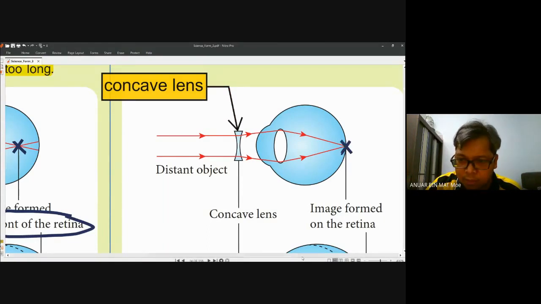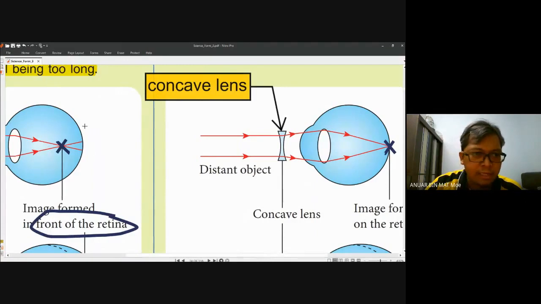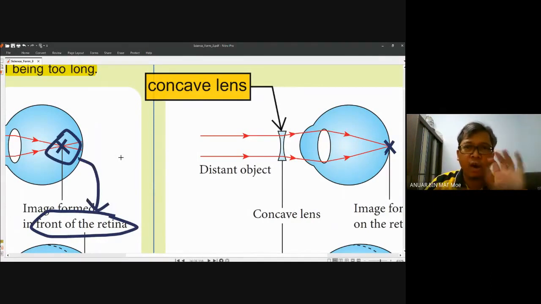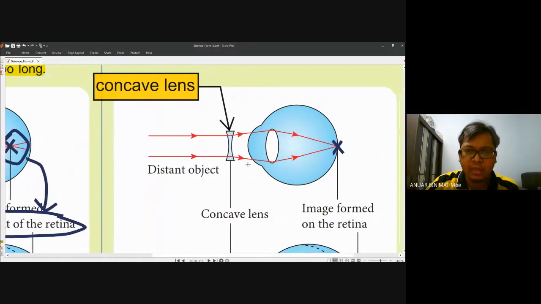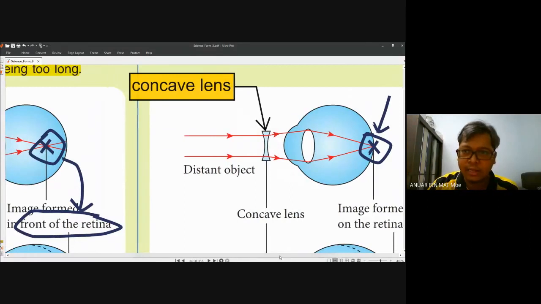Can you see the difference here? This one, the image forms in front of the retina. That's why you see distant objects very blur. But after you correct it with the concave lens, the image forms on the retina. So we can say that it is already corrected. That's why we are using glasses.